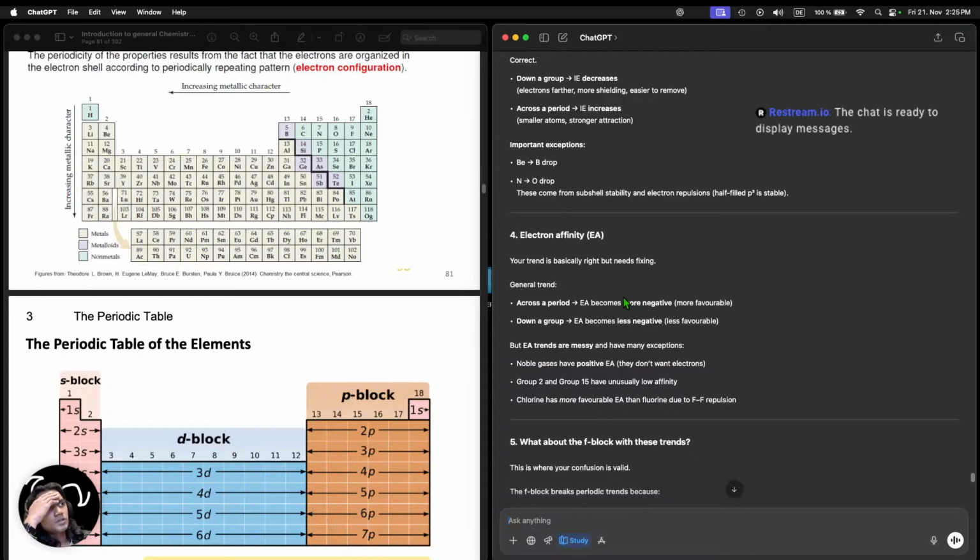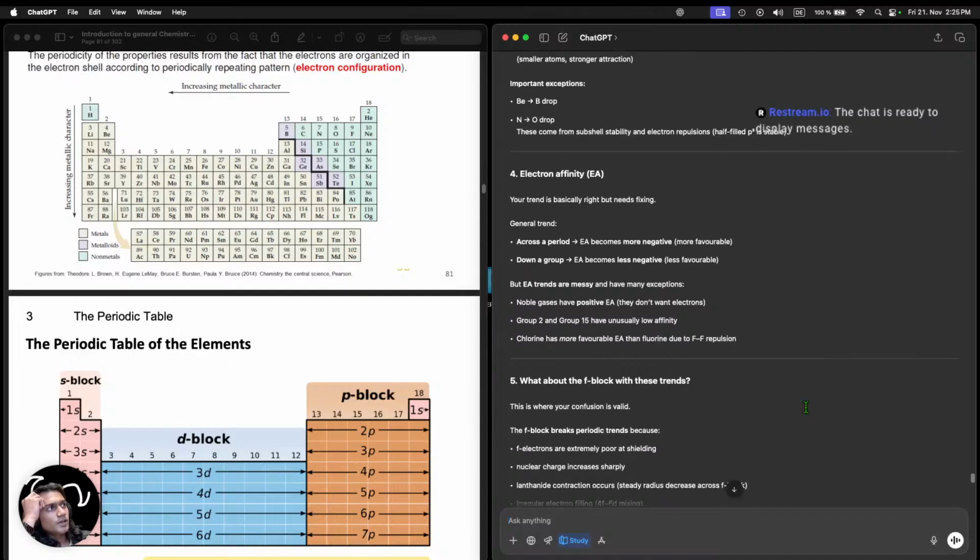Your trend is basically right but needs fixing. General trend across a period, EA becomes more negative. Down a group, EA becomes less negative. EA trends are messy and have more exceptions. Noble gases have positive EA, they don't want electrons. Group 2 and group 15 usually have low affinity.